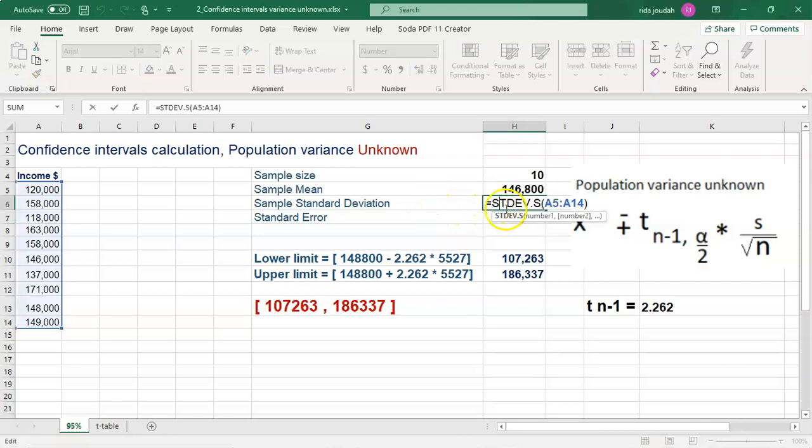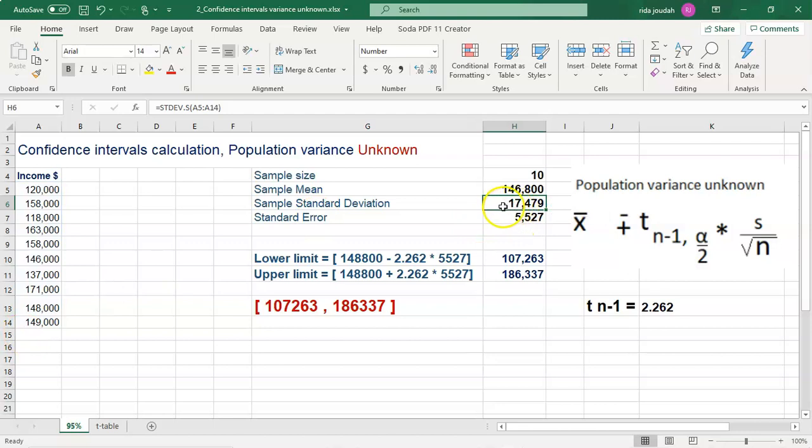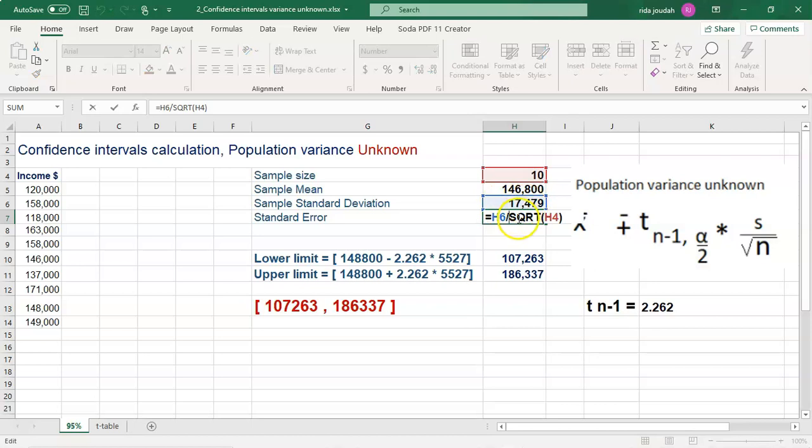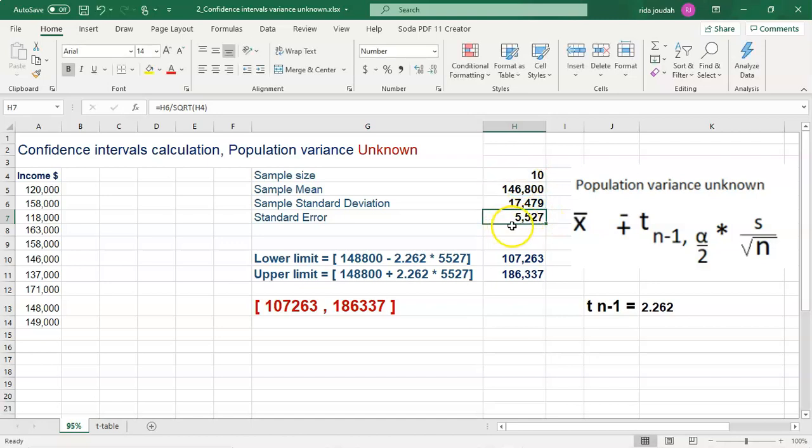We are typing here STDEV.S for the sample. And this is our range. We have only 10 observations. Standard deviation is $17,479. And based on that, standard error equal sample standard deviation divided by the square root of n, which is the square root of 10. And the result here is 5,527. The left part here is t, and t table depends on the degrees of freedom.